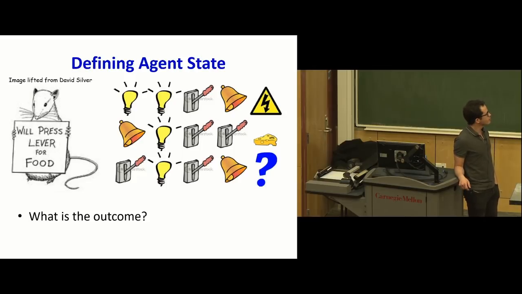So in one case, you see the light twice. You press the lever and you hear the bell, and you get an electroshock. Second case, you hear the bell, you see the light once, you press the lever twice, and then you get some cheese. Now, the third case, you press the lever, you see the light, you press the lever again, and you hear the bell, and then what happens? How would you predict whether what's coming is a shock or a piece of cheese?